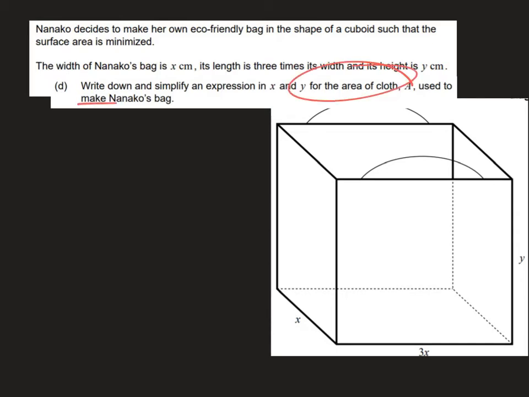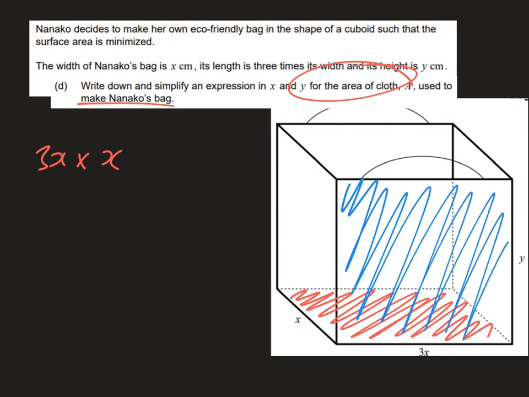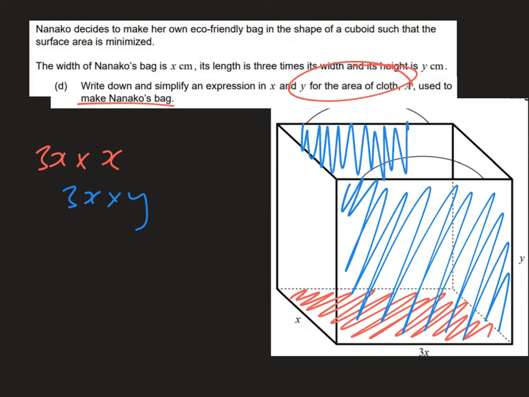For part D, we're asked to write down and simplify an expression in x and y for the area of the cloth A used to make Nanako's bag. So again, we can adopt the same process here. Look at the individual panels. We can start by working out the area of the base, which is going to be 3x times x. We can then look at the front face, which is going to be this area here, which is going to be 3x times y. But we're also going to have the same on the back here, on the reverse, which is also going to be the same area. So we've got 2 of those.